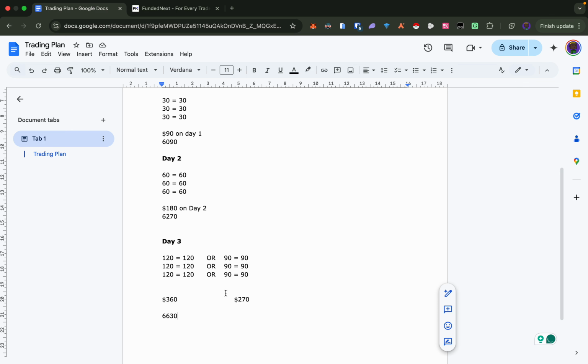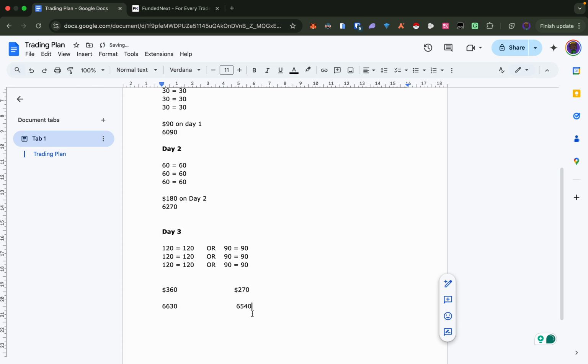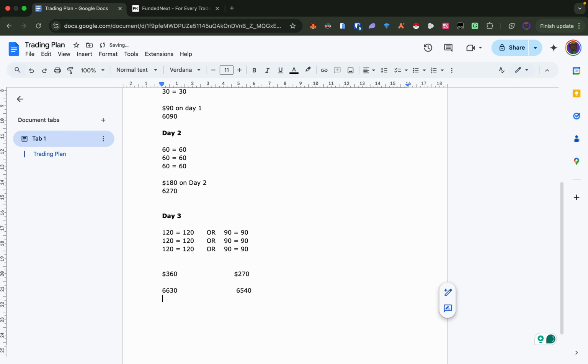If you were taking the challenge, you would have passed your challenge on day three using this one. So what if I use this instead? 270, 6,540. I would have had 6,000. I would just need to get one more $60 trade and I'm good. You pass it also on day three.